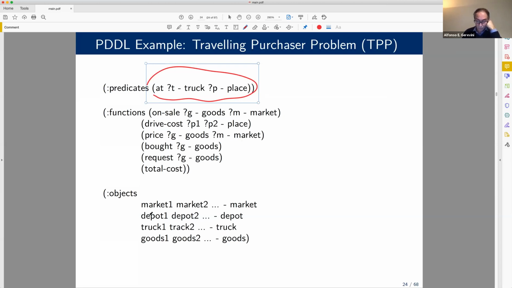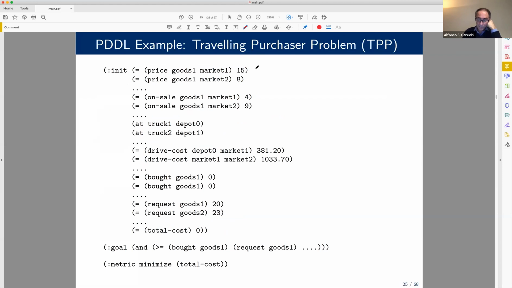And then we have the objects. We have 2 markets, for example, 2 depots, 2 trucks, and 2 types of goods. Initially, we specify the prices of the goods at different markets, the amount of the goods that are available at the different markets, the position of the trucks, and the driving cost with numbers between locations. Then we have the amount of goods that have been bought and the request of the goods, and in the initialization, the total cost is 0. In the goals, we have this numerical fluent that says the amount of goods that we have bought, for example, goods 1, should be greater than or equal to the request of the goods. And we want to minimize the total cost.